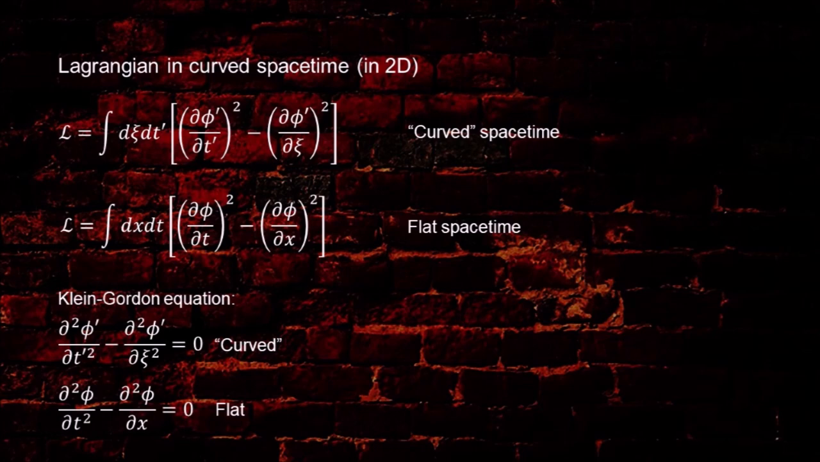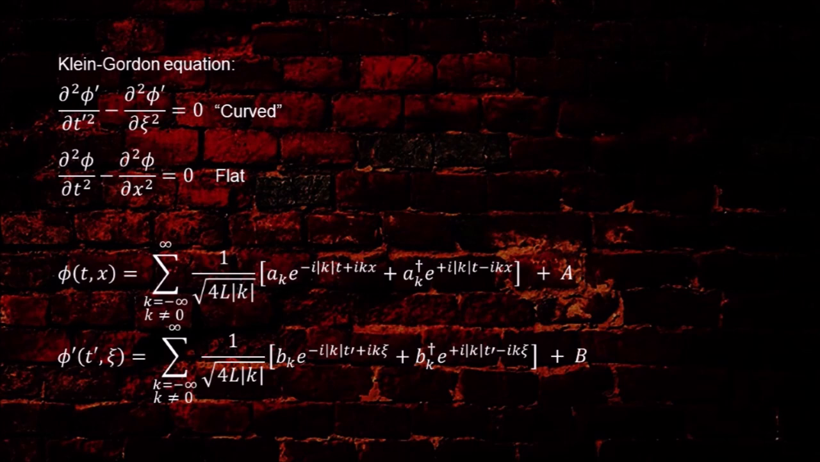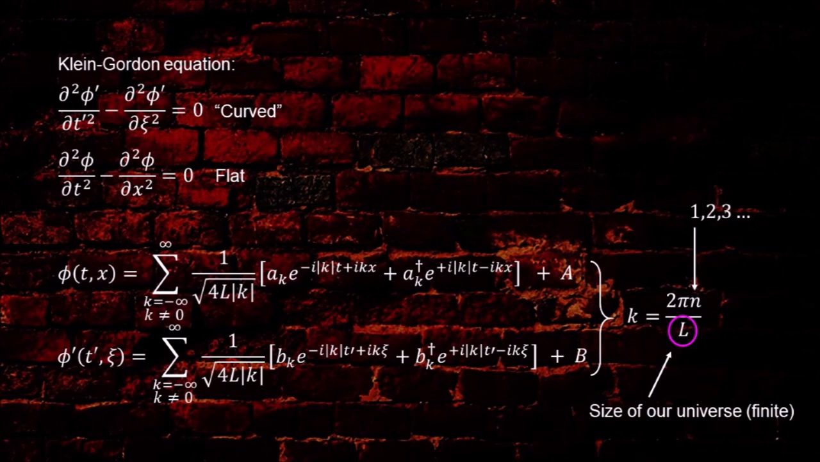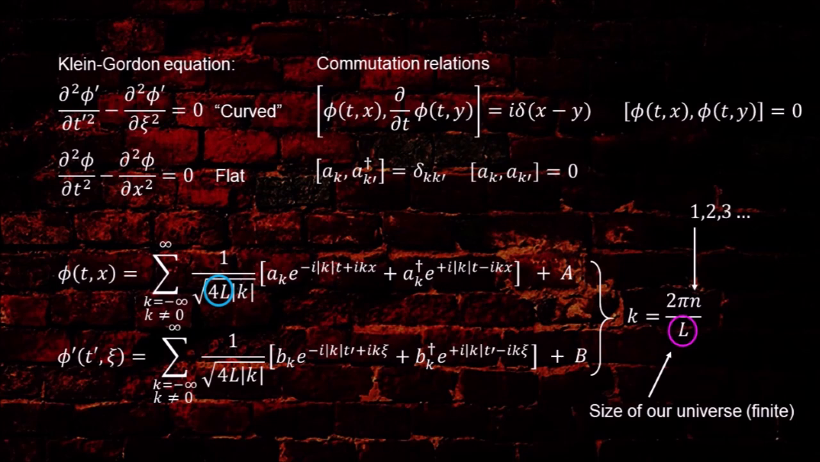The solution can be written in terms of plane waves, like so, where A and B are the operator coefficients for the zero modes of the Fourier expansion. For convenience, we will consider discrete values of k. This simply means that we consider our universe to be large but finite. At the end of our calculation, we can take L to go to infinity if we want to. The normalization factor here was chosen so as to satisfy these commutation relations without any weird factors creeping up here.